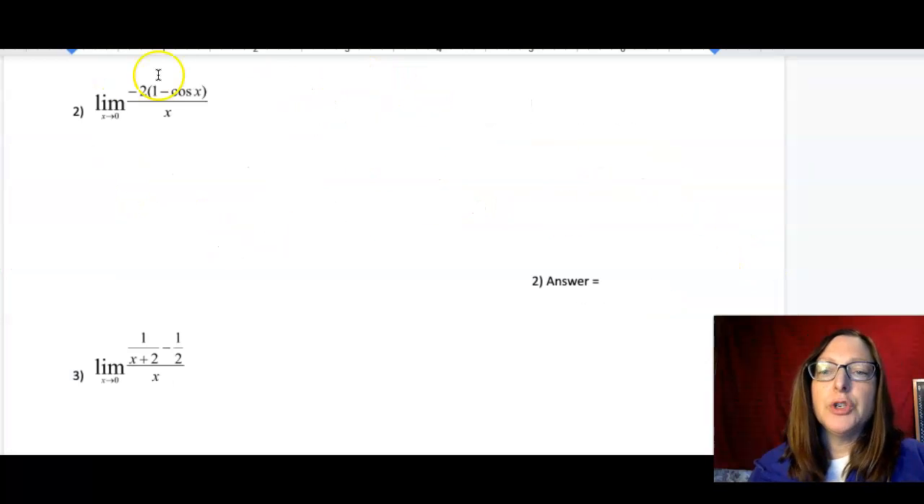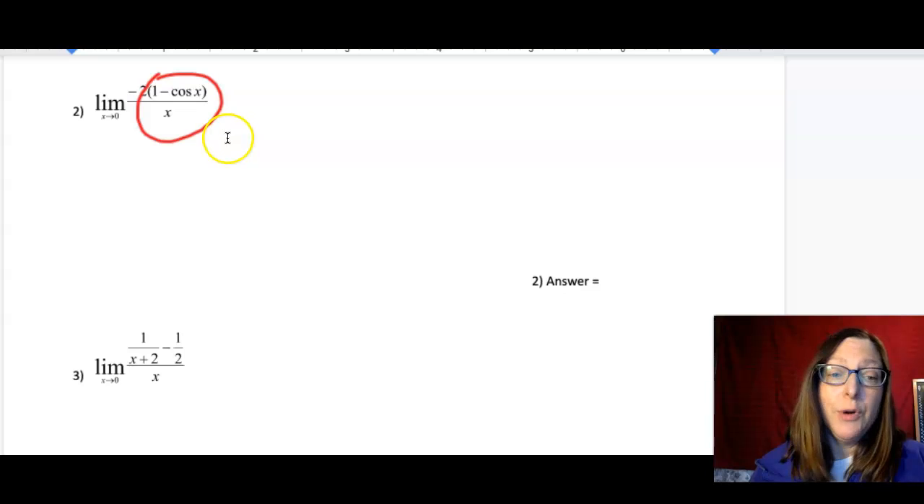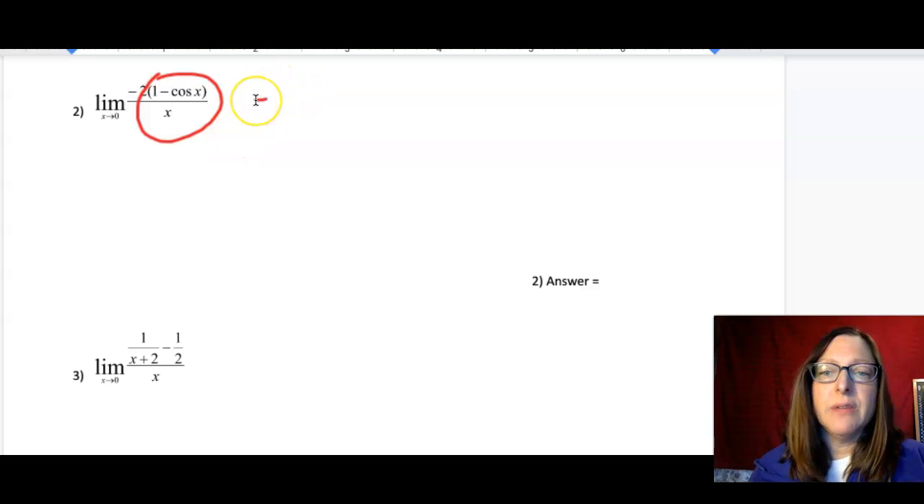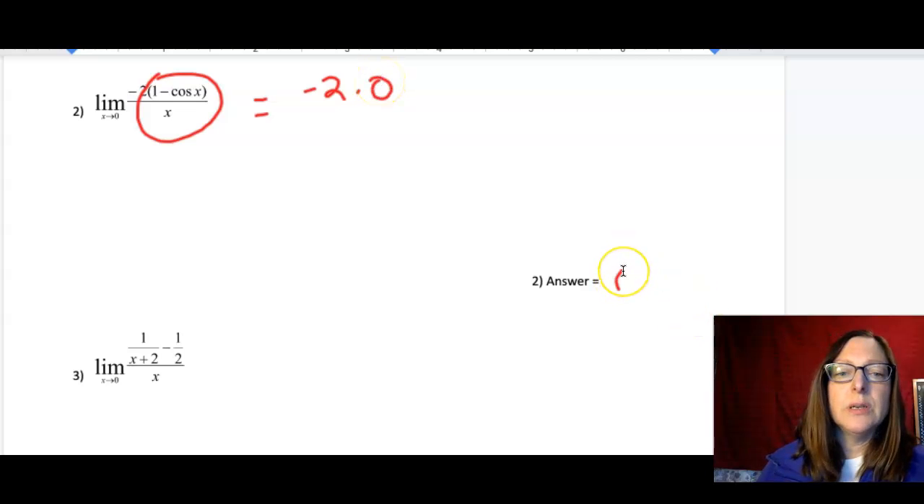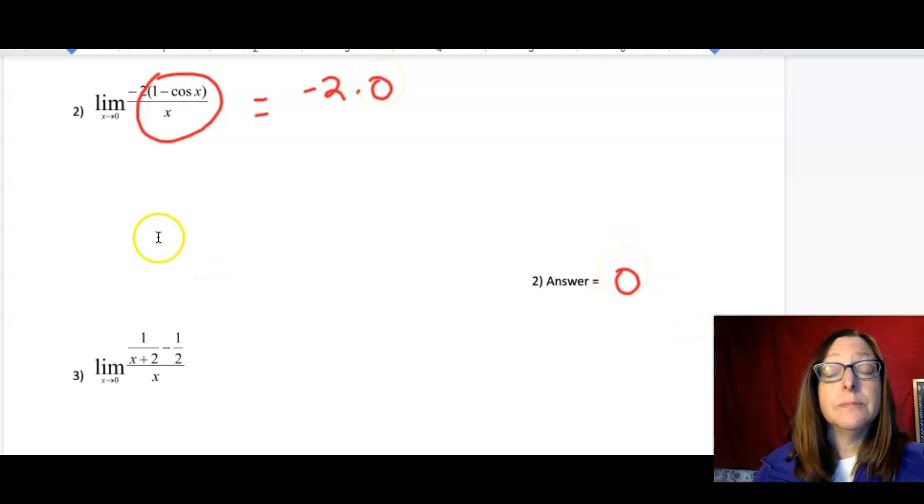Number 2, this part of the limit is what I said before, like memorize this or keep track of it. So we have a -2 on top, and this limit is just equal to 0. So -2 times 0 is also 0.